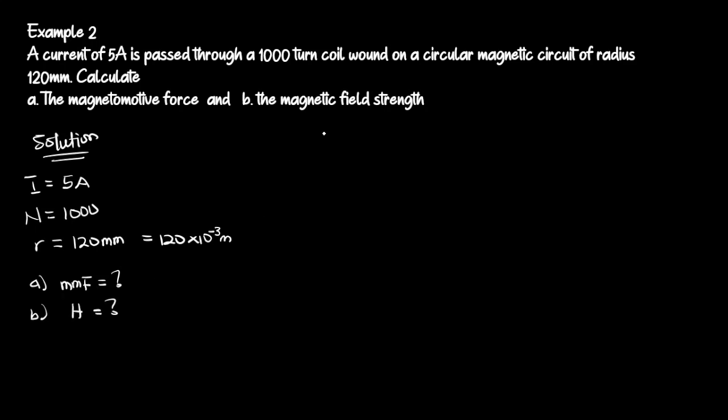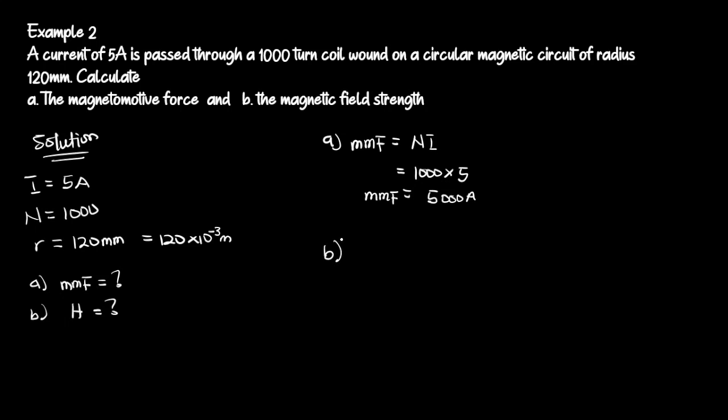All right, so let's look at option A. The magnetomotive force, like we said, is equal to Ni. Here we have the number of turns given to us, so that becomes very easy. The magnetomotive force is equal to 1000, the number of turns, multiplied by the current, which is 5, and this gives us 5000 amperes as my magnetomotive force.